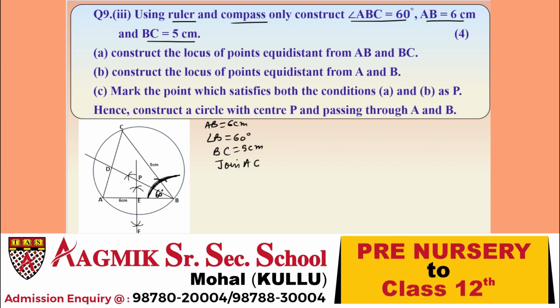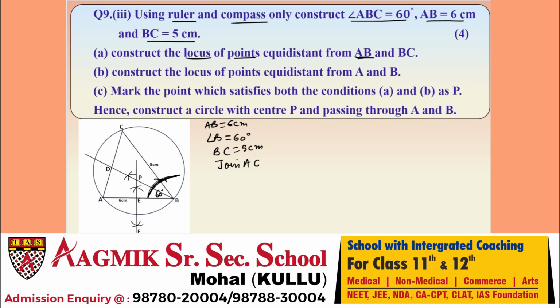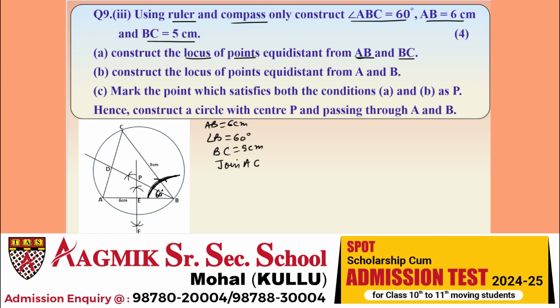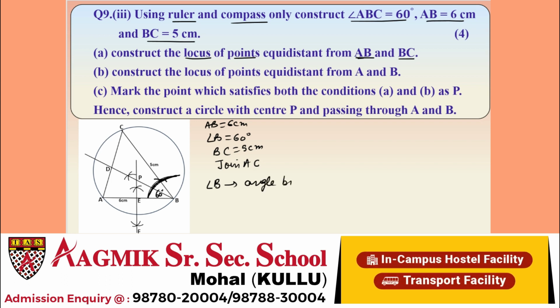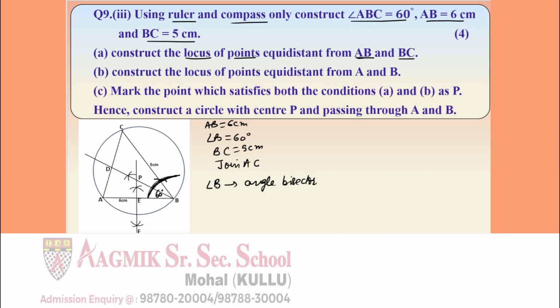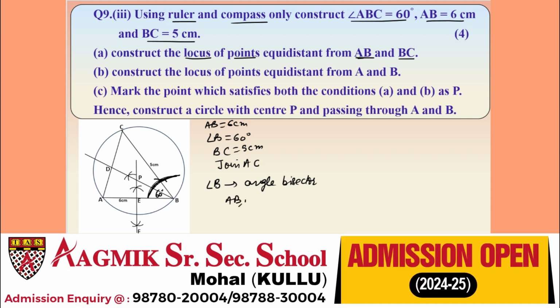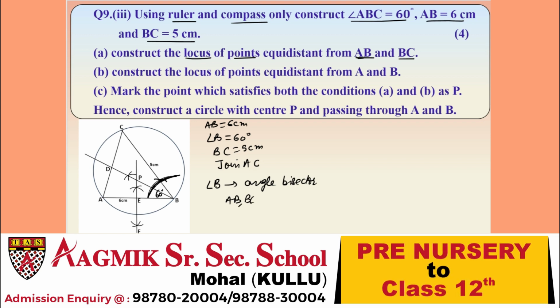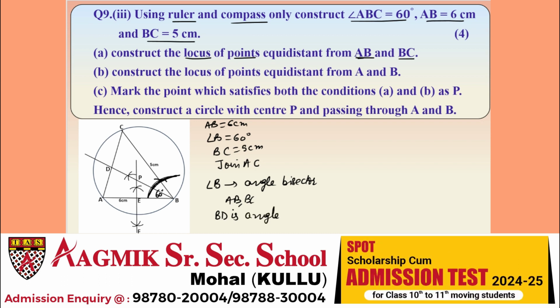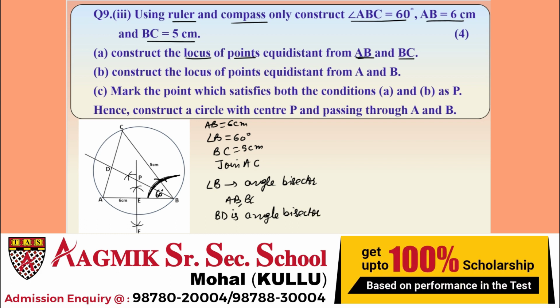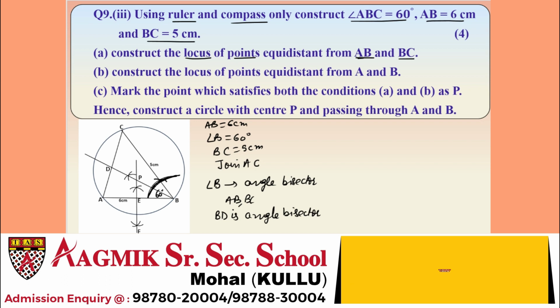Now part A is to construct the locus of points equidistant from AB and BC. So that would be the angle bisector of B. Alright, angle B, we have to take the angle bisector. That would give you the locus of all points which will be equidistant from AB and BC. So here we construct the angle bisector. You can see this is BD. So BD is the angle bisector of angle B, right? So you need to construct this. So any point you take on BD would be equidistant from AB and BC.